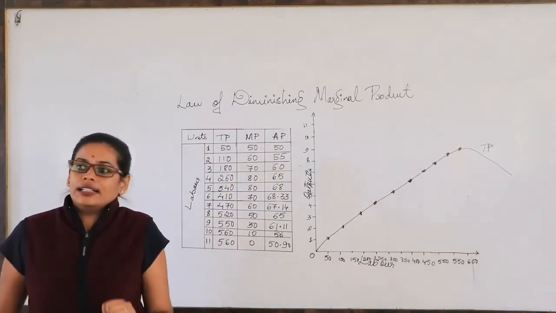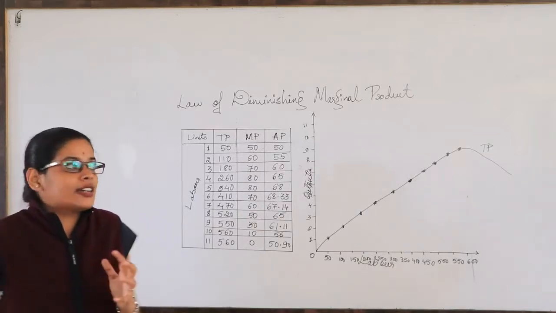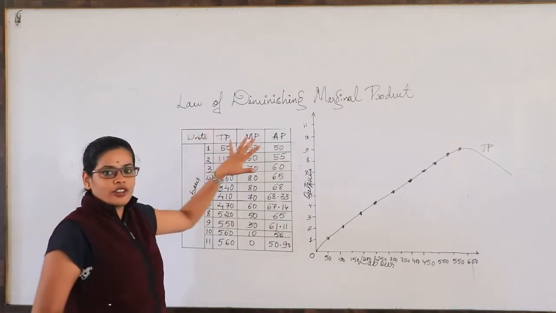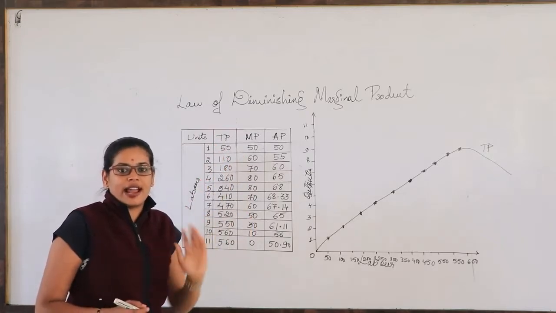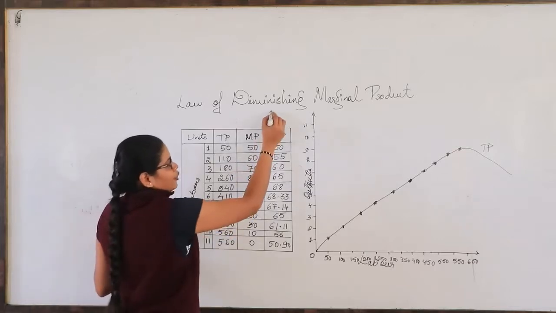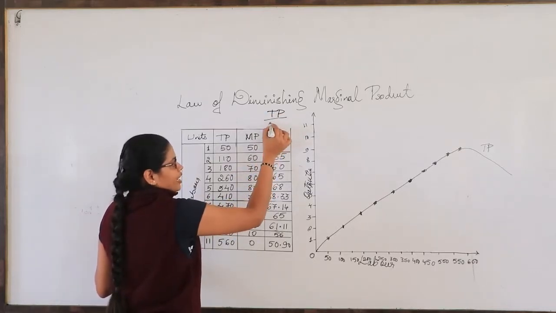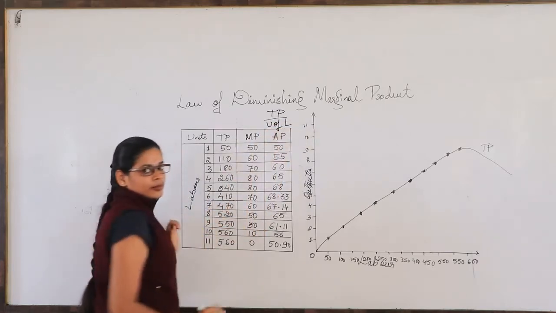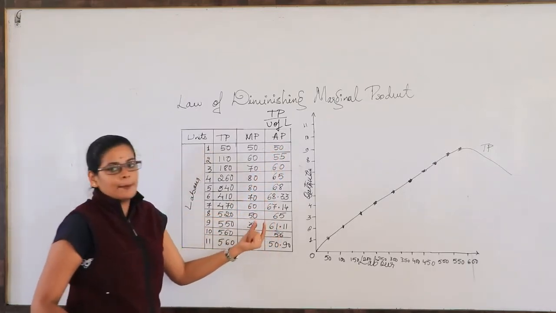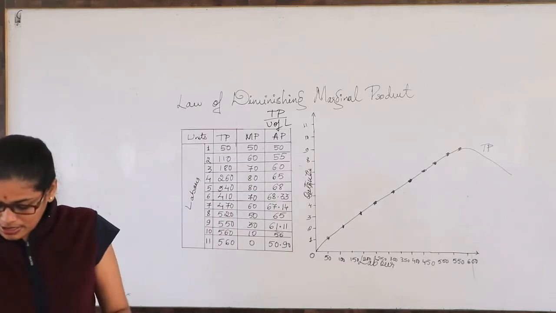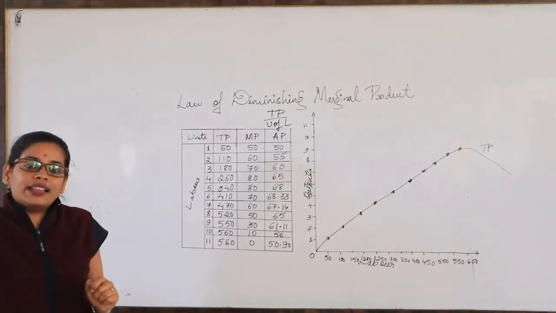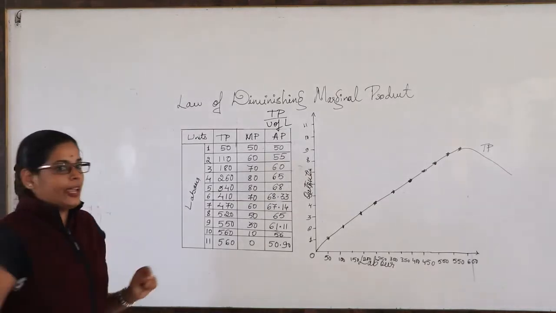These three terminologies are very important for us to study the law of diminishing marginal product. We have formulas for total product, marginal product and average product. When calculating average product, we consider total product divided by the units of labor. So 50 divided by 1 becomes 50. That's how we calculate the average product. And when calculating the marginal product, we calculate the change in the output divided by the change in the input.